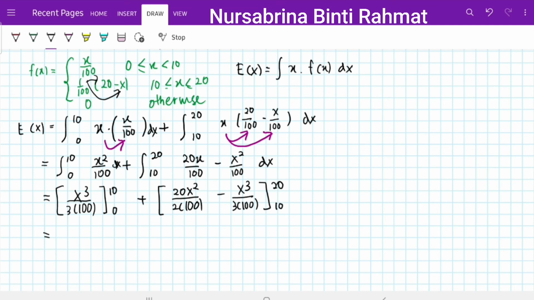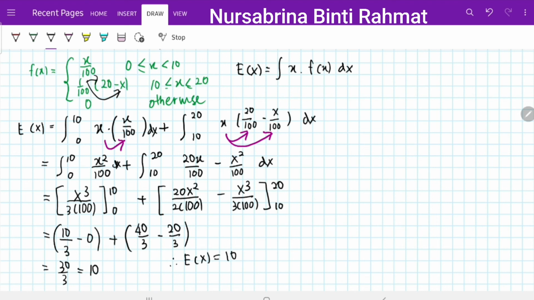So when x equals 10, it becomes 10 over 3. When x equals 0, it equals 0. Plus, for this one, when your x equals 20, it becomes 40 over 3, and when your x equals 10, it becomes 20 over 3. Now you can solve this. 10 over 3 plus 40 over 3 is 50 over 3, minus 20 over 3 is 30 over 3, which equals 10. Therefore, your EX for this one equals 10. So we are done calculating and solving for your third question.